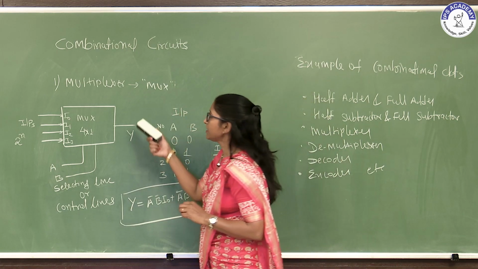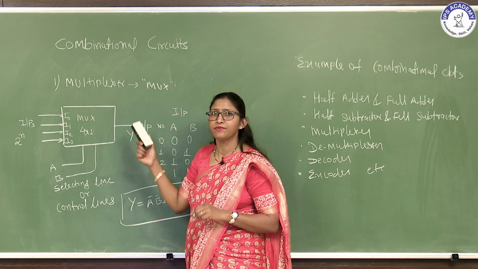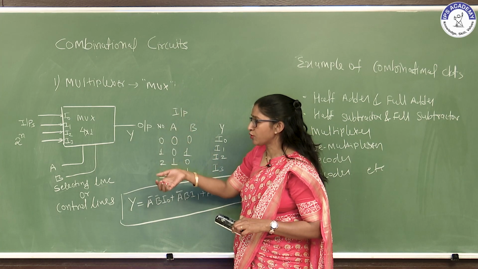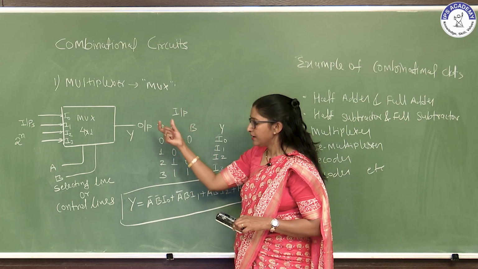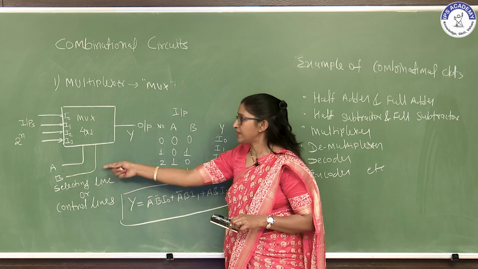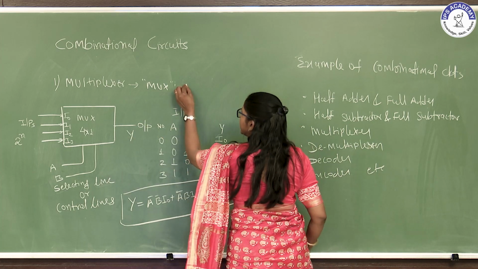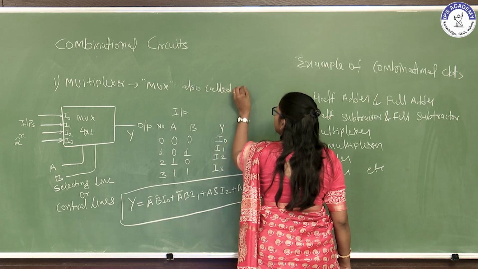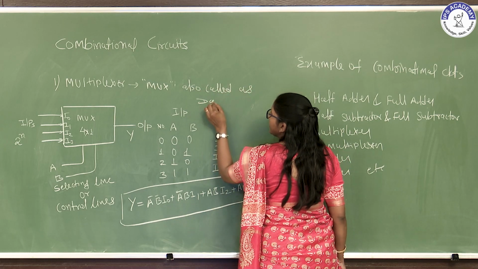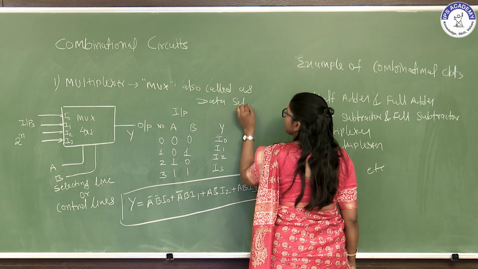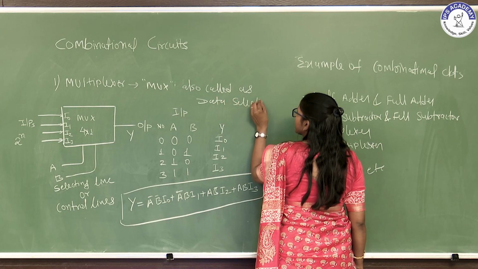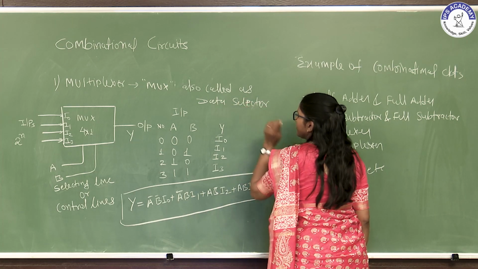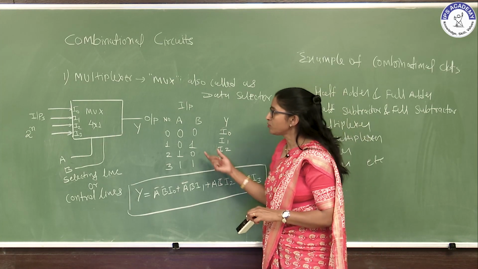So multiplexer is also known as a data selector. Why do we call it a data selector? Because it selects from the multiple inputs which input will go to the output, which is decided by the selecting variables. That's why we also call it a data selector. So this is about the multiplexer.